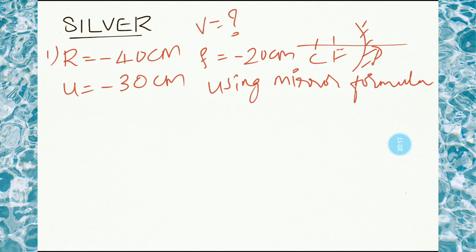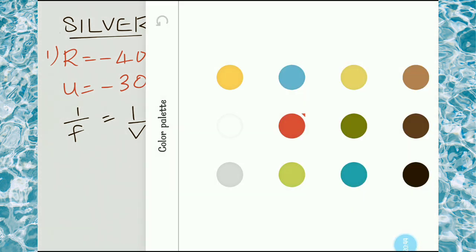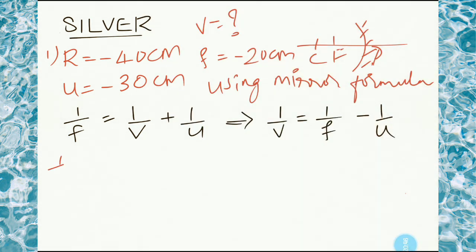Okay, now using the mirror formula. What is the mirror formula? Just I am writing it here. 1 by f is equal to 1 by v plus 1 by u. Now we want to find out v. So I am sending this u this side. So this you can write it as 1 by v equal to 1 by f minus 1 by u. Am I right? Now simply if I will substitute the values here, I will be getting the answer. Okay, so let me just substitute it.